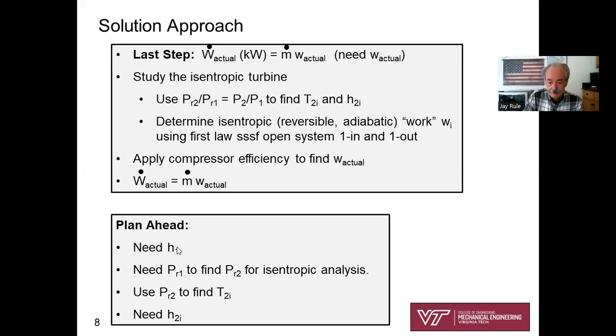All right, so let's plan ahead before we start crunching numbers. We're going to need h1. We'll get that from Table A-22, as well as Pr1 at T1. That's going to enable us to find Pr2. Once we have Pr2, we go into Table A-22 to back calculate T2 isentropic. Once we have that, we will calculate h2 isentropic. Then we'll use the first law to determine the isentropic work, and then we'll apply efficiency to get the actual work.